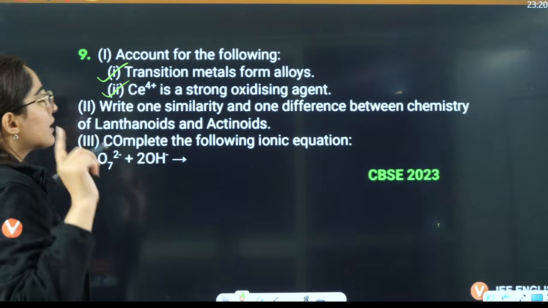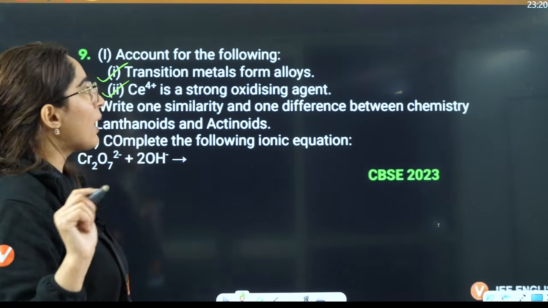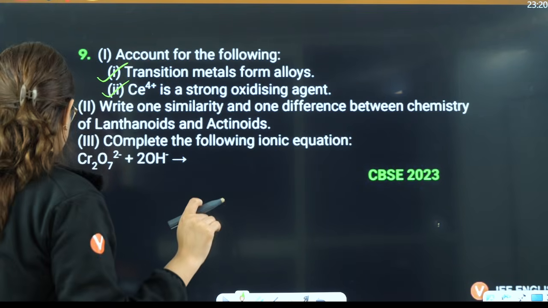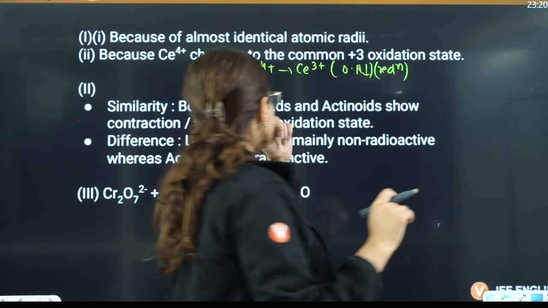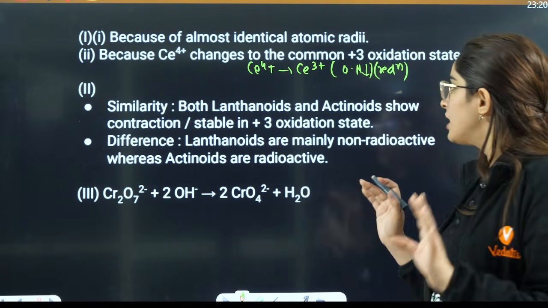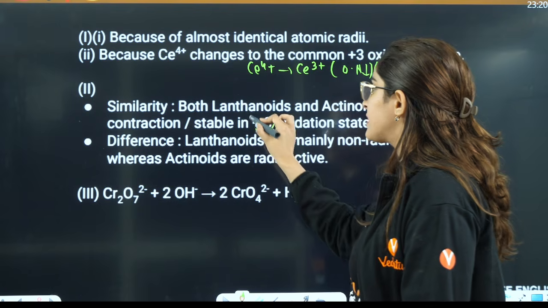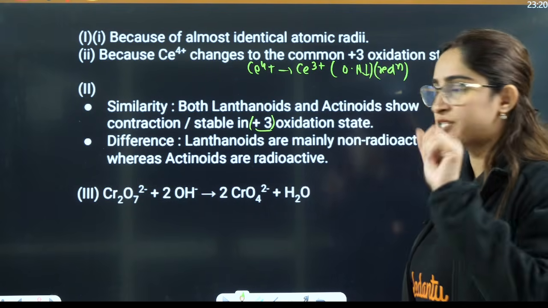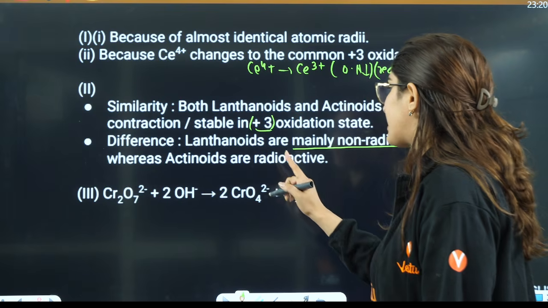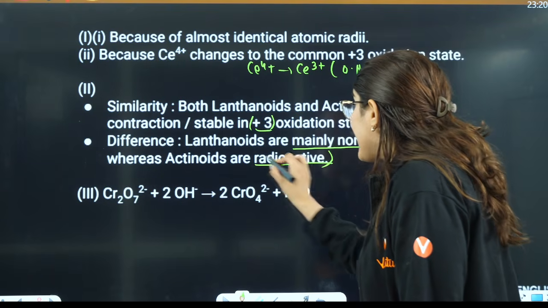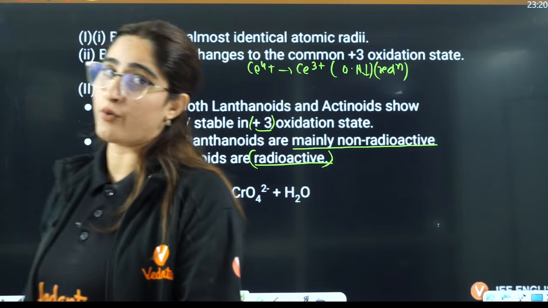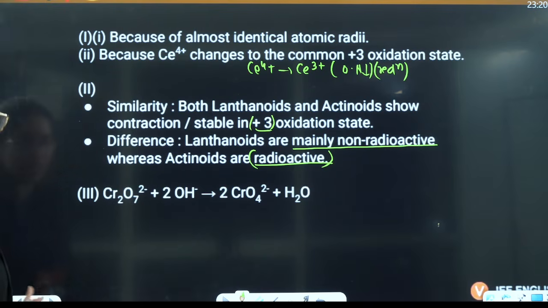Next, write one similarity and one difference between the chemistry of lanthanoids and actinoids. Similarity: both lanthanoids and actinoids show contraction and a stable +3 oxidation state. Difference: lanthanoids are mainly non-radioactive, whereas actinoids are radioactive elements. That is why we rarely study actinoids. It's very difficult to study them, right?